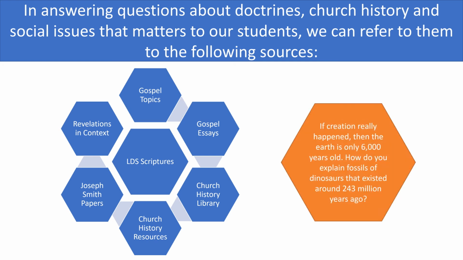Using the principles that we have just learned, let us try to look for divinely appointed sources that might help a student gain further understanding if they have this question. If creation really happened, then the earth is only 6,000 years old. How do you explain fossils of dinosaurs that existed around 243 million years ago?